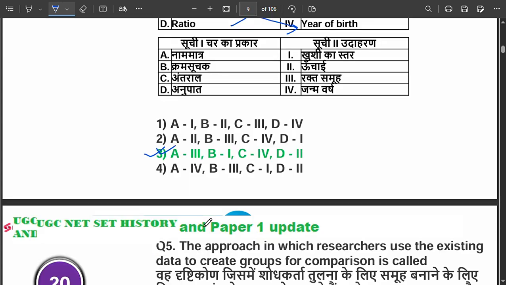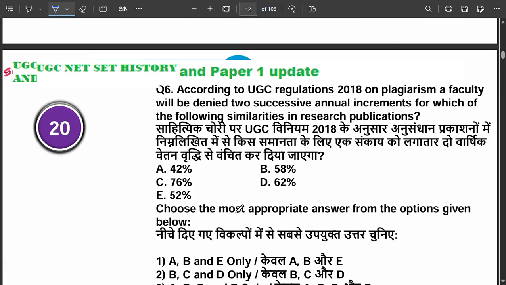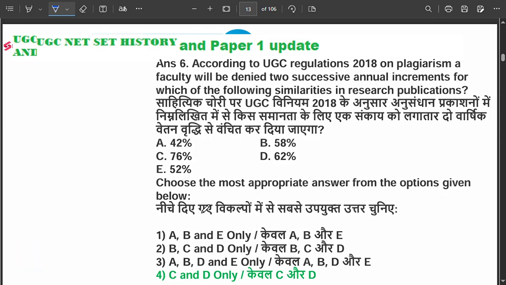Next, question number 5. The approach in which the researcher uses existing data to create the groups of comparison is called. Option number 2, ex post facto research, was the correct answer. Next, question number 6. According to UGC Regulation 2018 on plagiarism, the faculty will be denied two successive annual increments for which of the following similarities in research publication. Option number 4, C and D, was the correct answer, 76% and 62%.